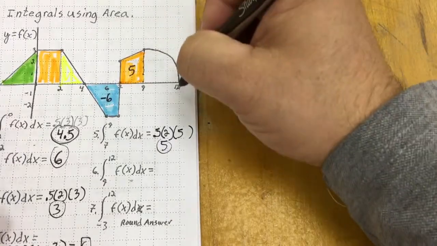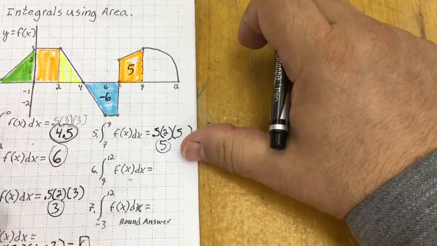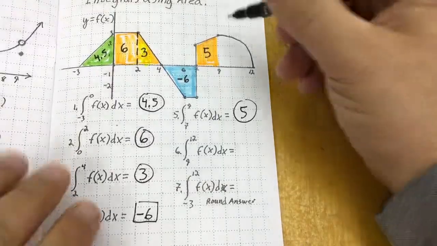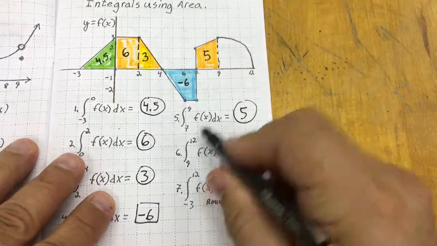Now, this is a quarter circle. Got to do a little bit more geometry from our geometry rules. The area of a whole circle is pi r squared. The radius of this, now I'm going to find the area of this quarter circle from 9 to 12.